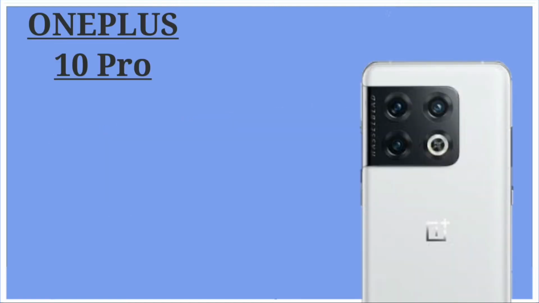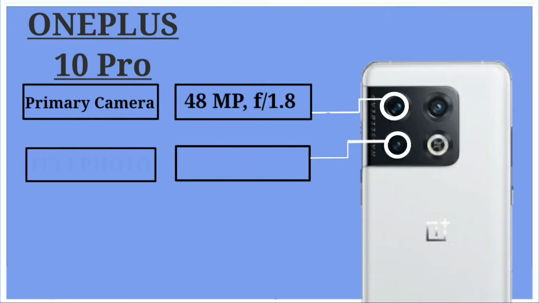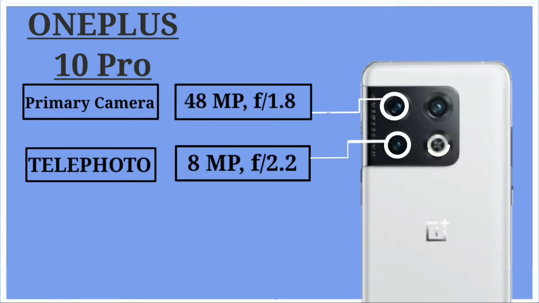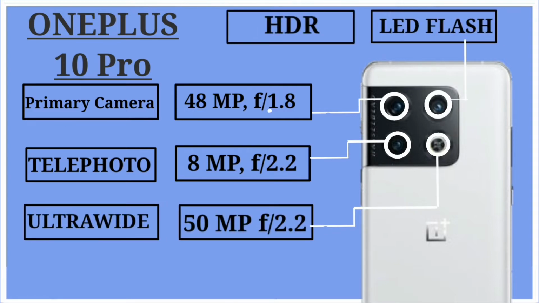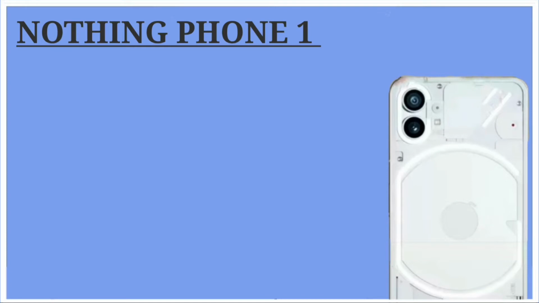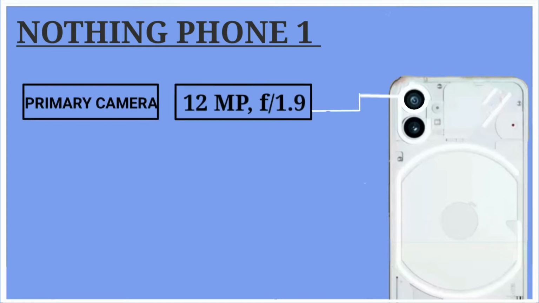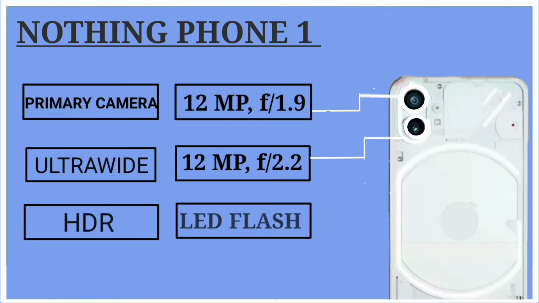I start with OnePlus 10 Pro. It has a triple camera setup and its primary camera has 48 megapixel, aperture 1.8, telephoto of 8 megapixel, aperture 2.2, or ultra wide of 50 megapixel, aperture 2.2, or SDR LED flash. Let's talk about Nothing Phone 1 camera. It has dual camera support and its primary camera has 12 megapixel, aperture 1.9, ultra wide 12 megapixel, aperture 2.2, or SDR LED flash.